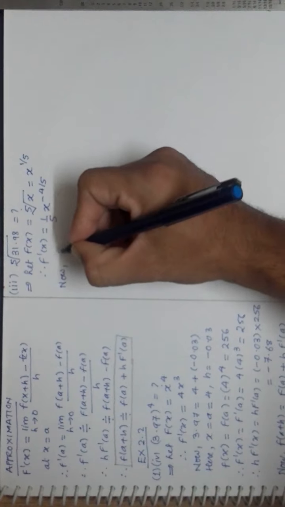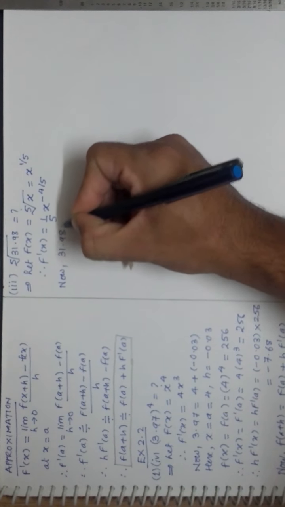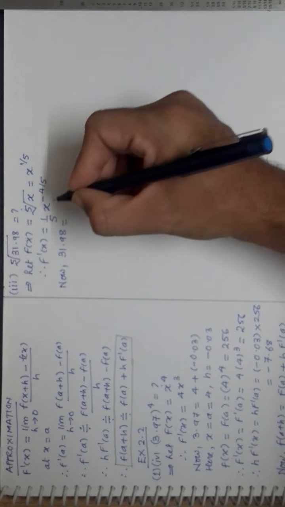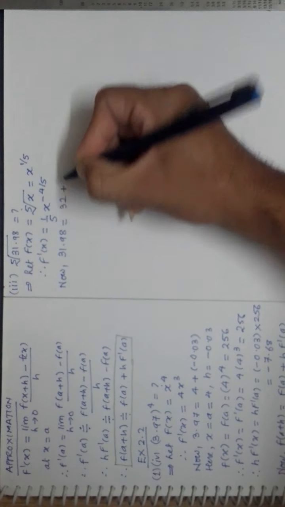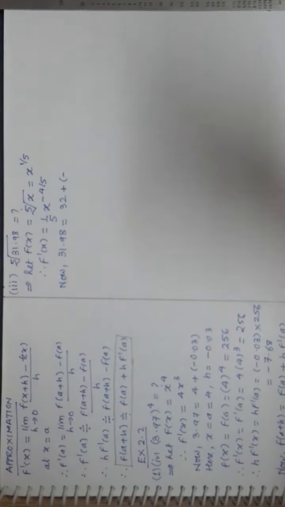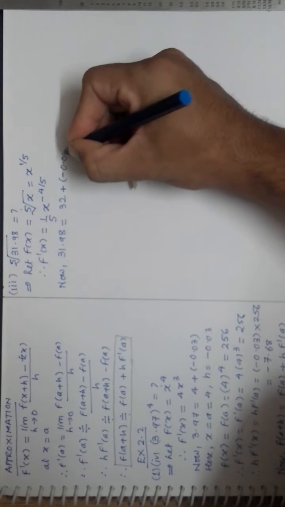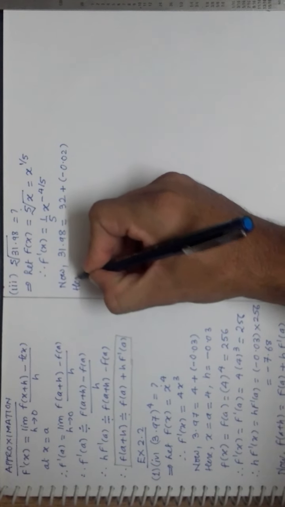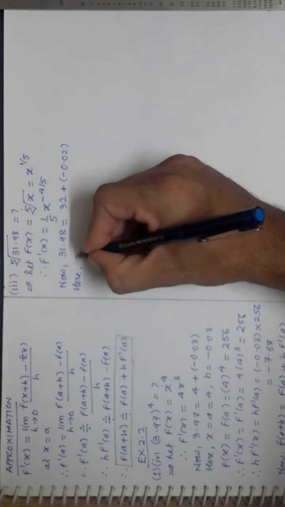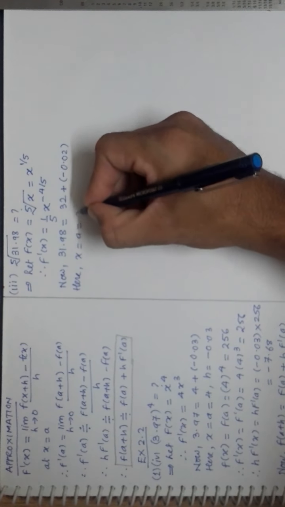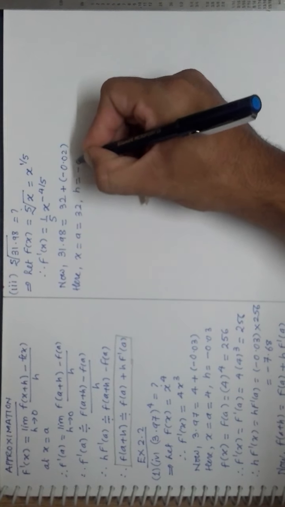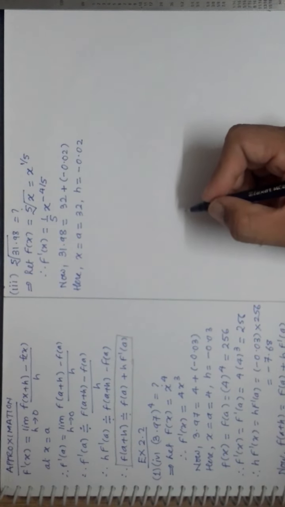Now I will think on this step. What is 31.98? 31.98 is near to 32, so it is 32 minus 0.02. Comparing here, everyone can say very clearly that x is equal to 32, which is a, and h is equal to minus 0.02, right?